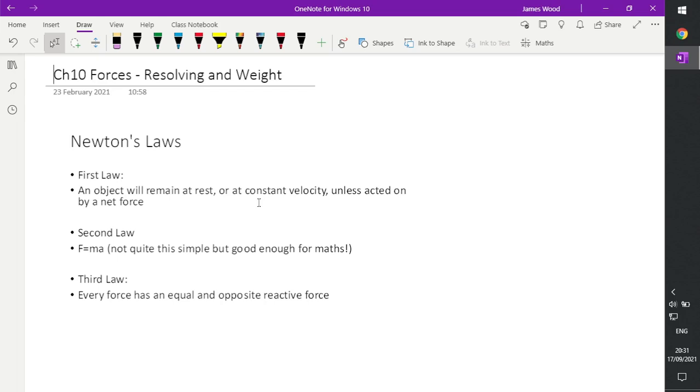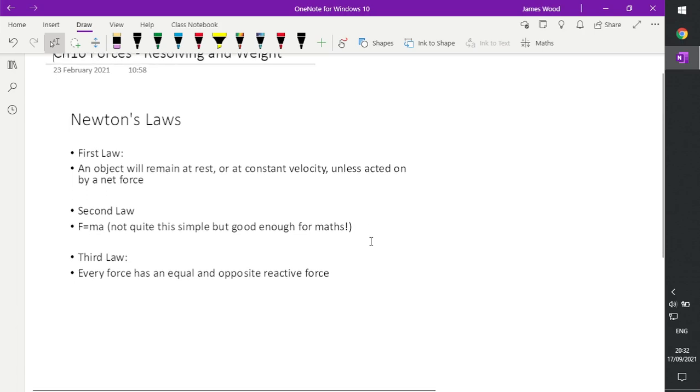The second law he came up with is essentially F equals ma, force equals mass times acceleration. The way that he defined it was slightly more complicated than that. It is rate of change of momentum, but that's more of the sort of physics definition that we don't necessarily need here in A-level maths. But we can use it as F equals ma, force is mass times acceleration.